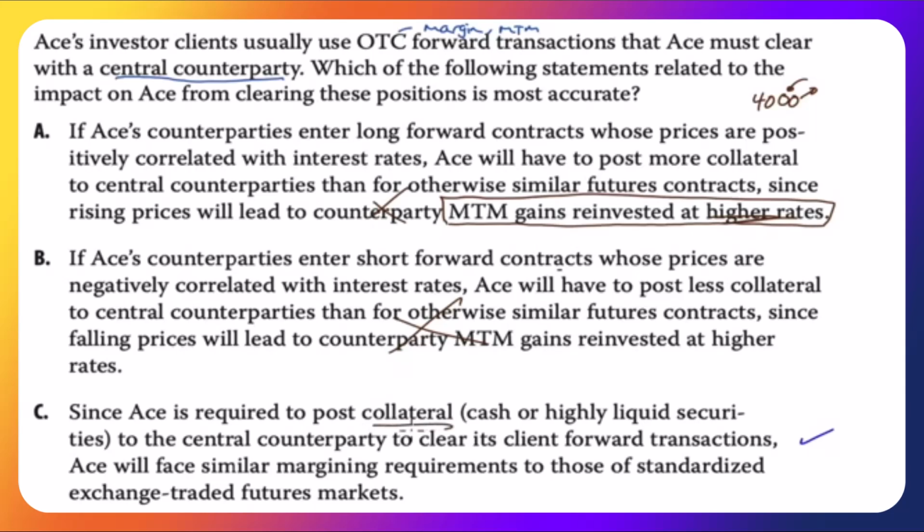Since ACE is required to post collateral, cash or highly liquid securities, and typically collateral, just to make a point here, would be made in highly liquid securities because it has an interest rate component to it. You'd never just leave it in cash. Since ACE is required to post collateral to the central counterparty to clear its client forward transactions, ACE will face similar margining requirements to those of standardized exchange-traded futures markets. Similar margining requirements in the sense that you need a margin, an initial margin, and you have a maintenance margin. It may not be the same margin percentage of the face value of the contract, but similar margin requirements. That is a true statement.